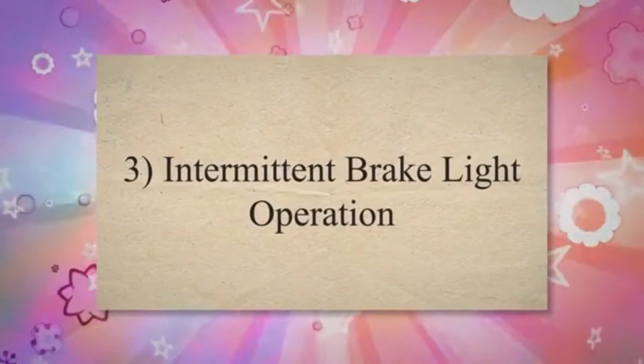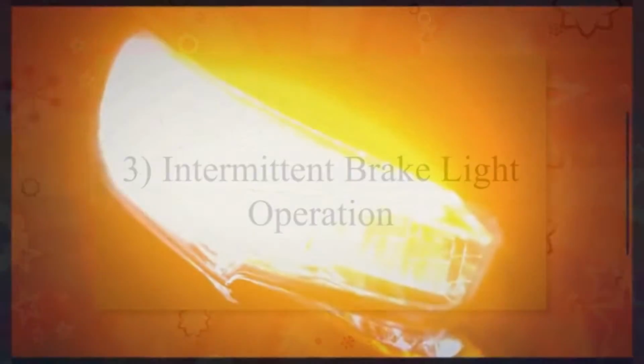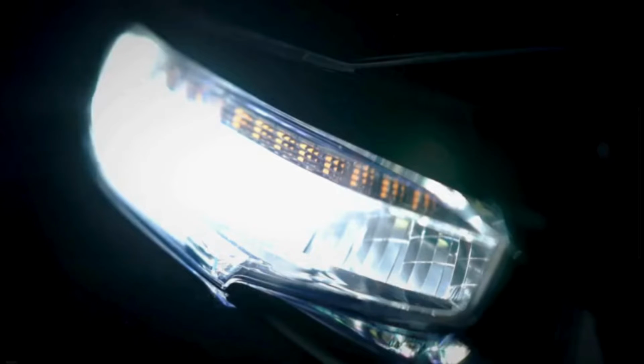3. Intermittent brake light operation. Intermittent brake light operation may result from a loose or unreliable connection within the brake light switch. When the connection is disrupted, the circuit opens and closes sporadically, leading to intermittent brake light function.